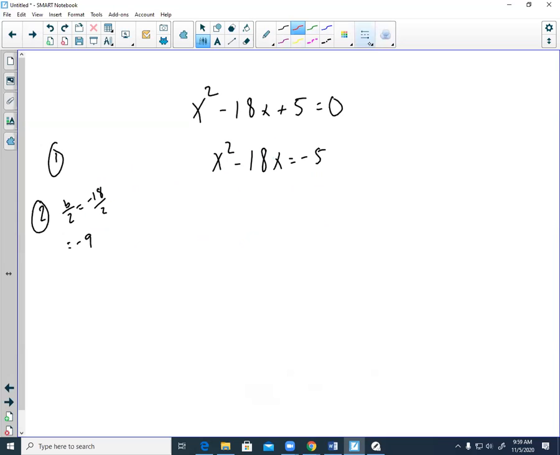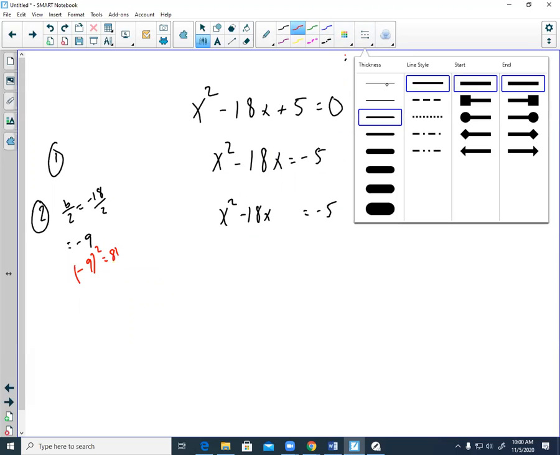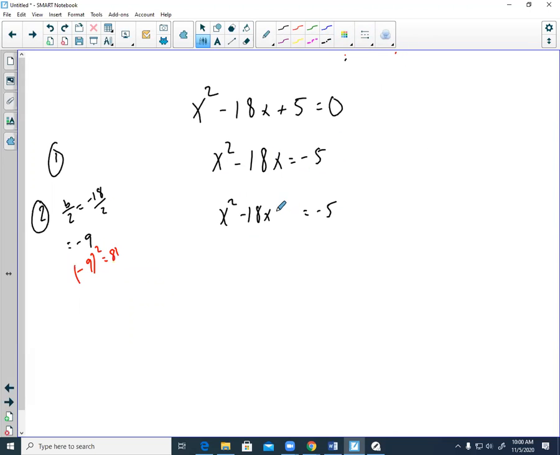Now the most important step of this entire thing is squaring that number. So what I'm going to do is take negative 9 and square it to get 81. That's the number I'm going to add to both sides of the equation. Okay, so I'm going to take x squared minus 18x, and then I'm going to add 81 to both sides of the equation. So plus 81.